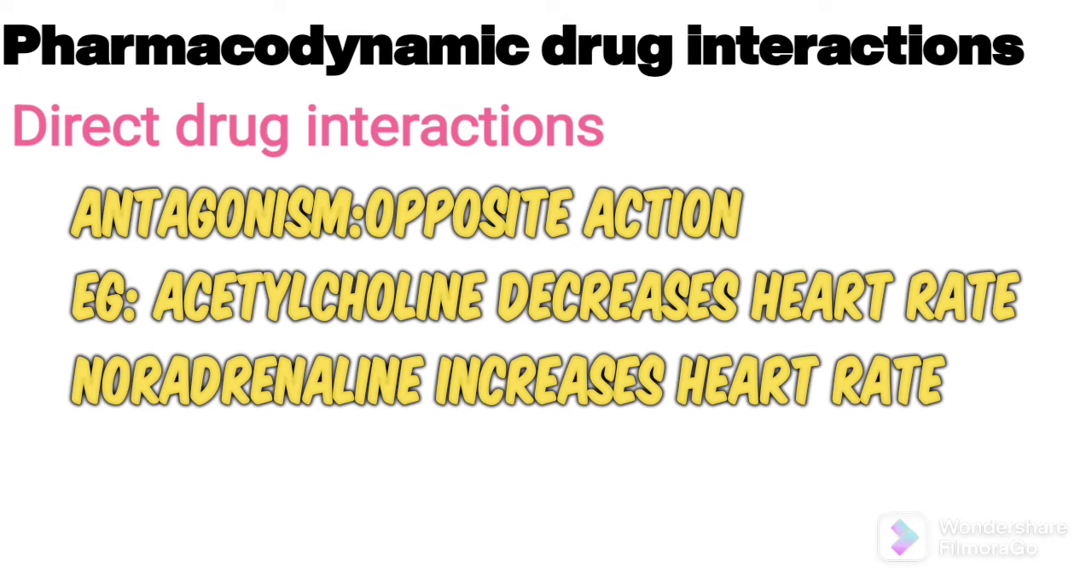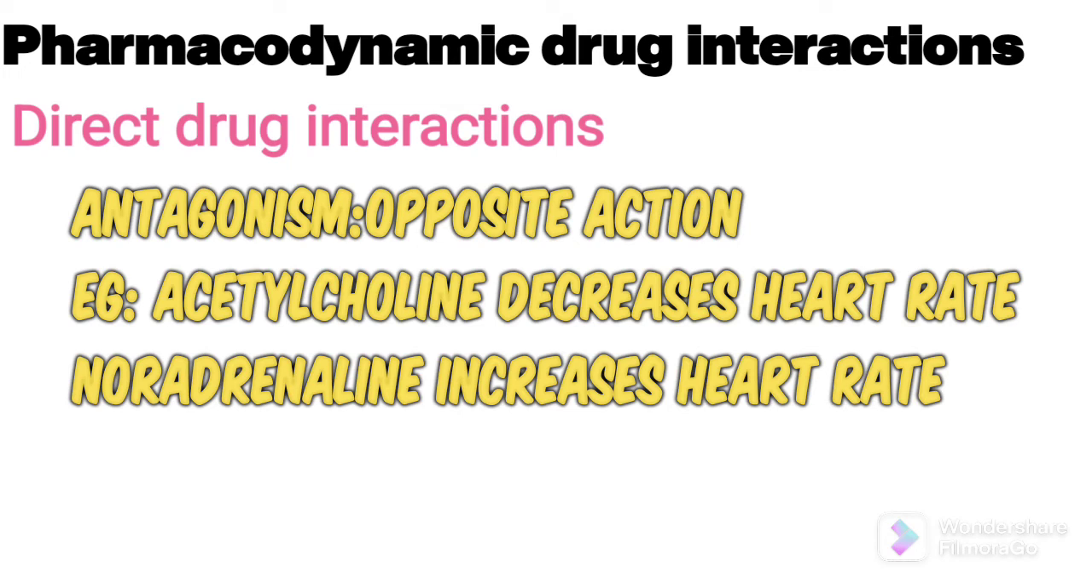If the patient's heart rate is low, we give noradrenaline to increase the heart rate. If someone suddenly gives him acetylcholine, a drug interaction takes place and there will be a decrease in the heart rate. Why? Because acetylcholine's action is to decrease the heart rate, the opposite of noradrenaline. This is simple antagonism, meaning opposite action.